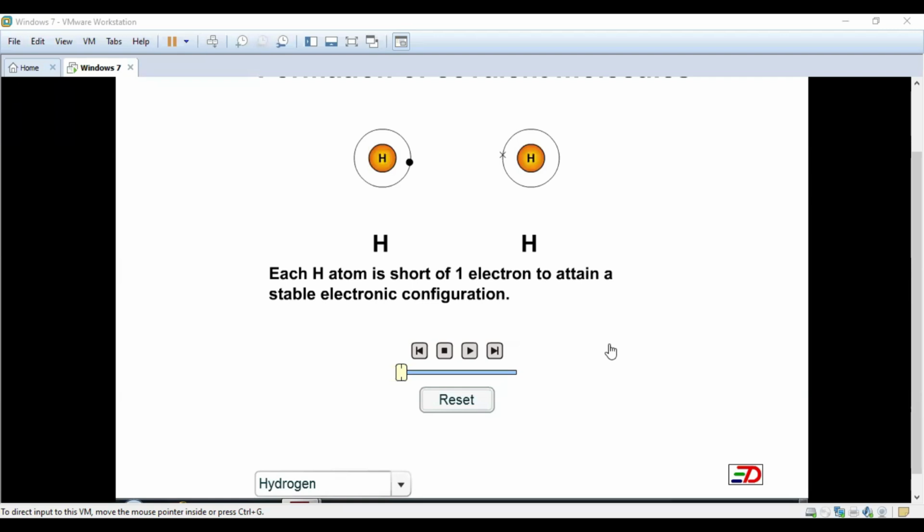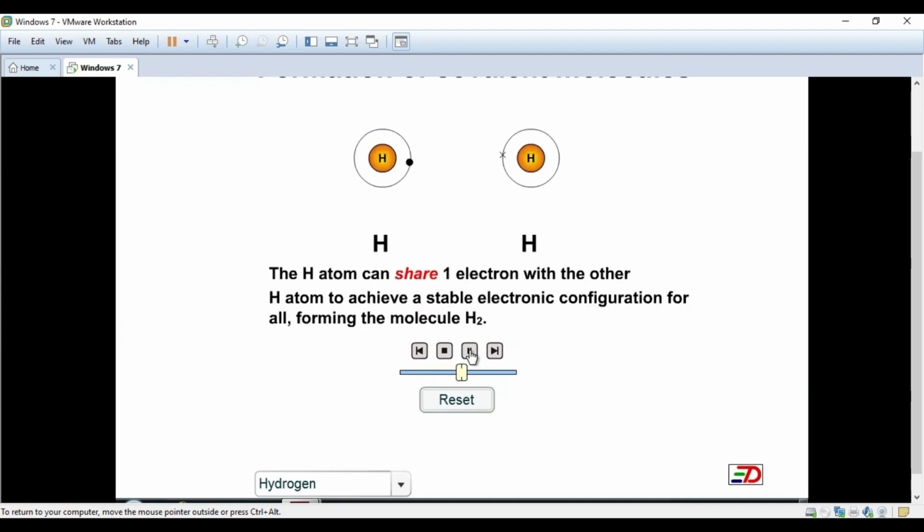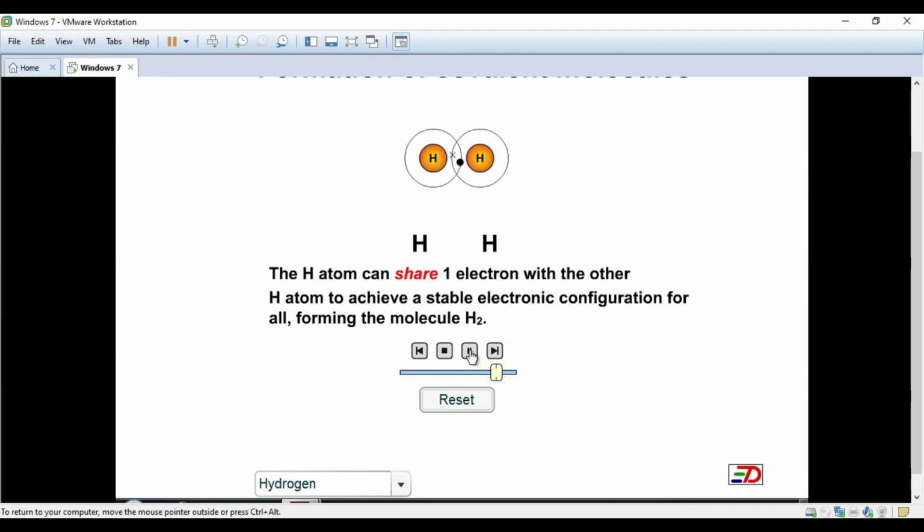Now I'm going to show you the animations of covalent molecules. So this one is the hydrogen molecule, as hydrogen is a non-metal and it has only one valence electron. So each hydrogen atom needs one electron to gain stability. So one pair will be shared between two hydrogen atoms, creating the hydrogen molecule. So there will be a single bond between the hydrogen atoms.